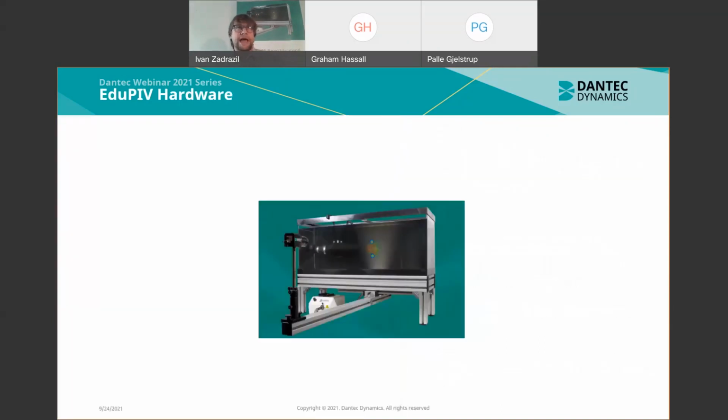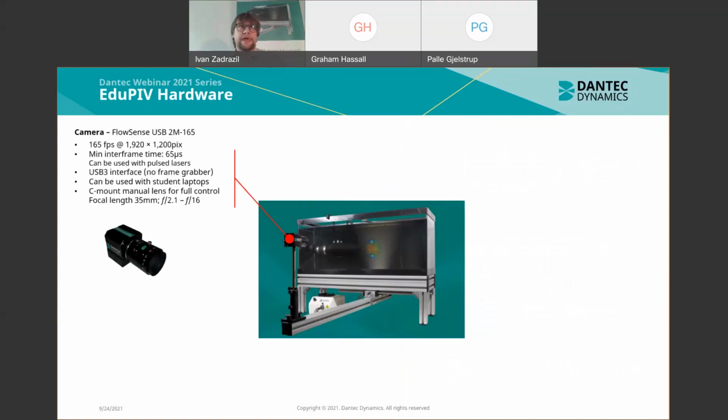So how does the Edu PIV hardware look? Initially, let's start with the camera. We use the FlowSense USB 2 M165 camera. As the name suggests, this camera can be operated at 165 frames per second in a single frame mode, and it's a 2 megapixel camera.